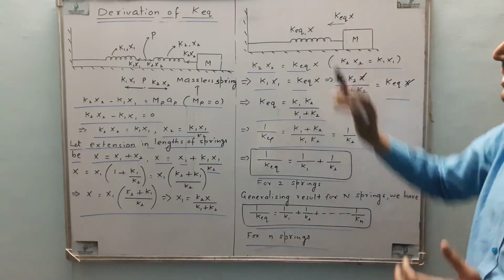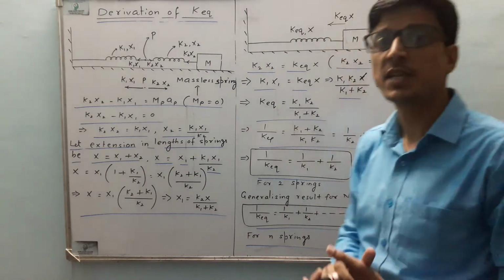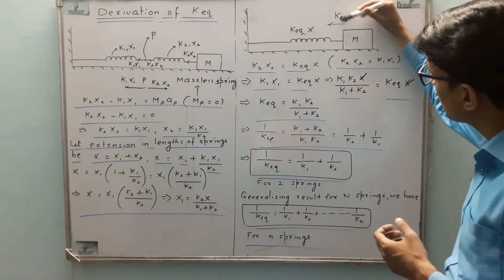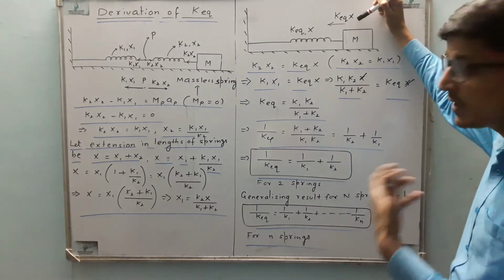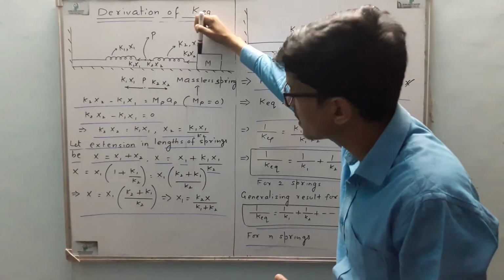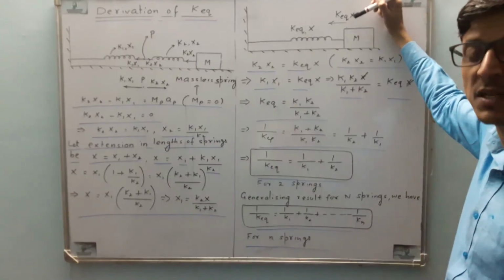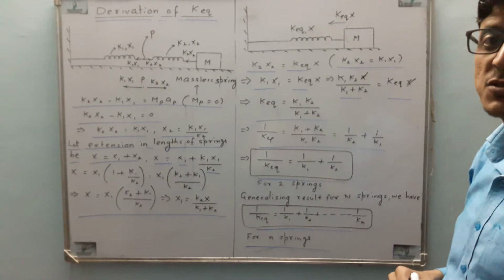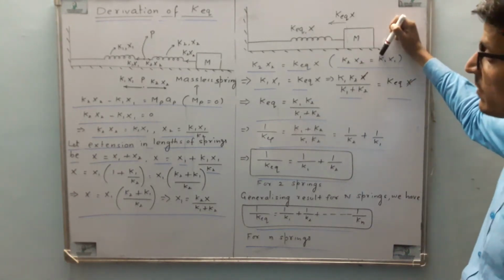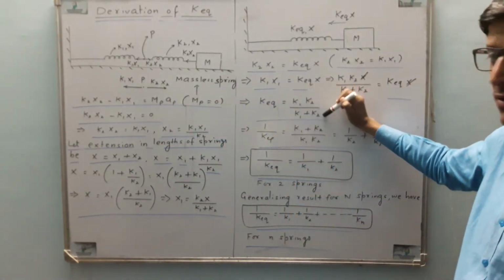Now let us suppose we replace this entire system by a single spring which has a spring constant K equivalent and an extension x. So the force applied on the mass will be K equivalent into x. By equating the forces, we can say that K2 x2, because here the force is K2 x2, is equal to K equivalent into x as per the definition of equivalent spring constant. But K2 x2 is equal to K1 x1 from here. So what we have is that K equivalent is K1 K2 by K1 plus K2.